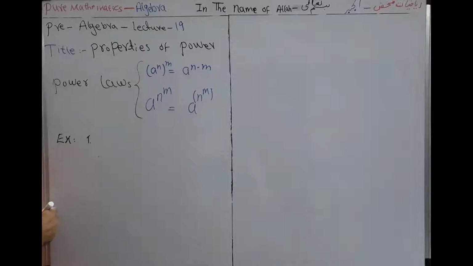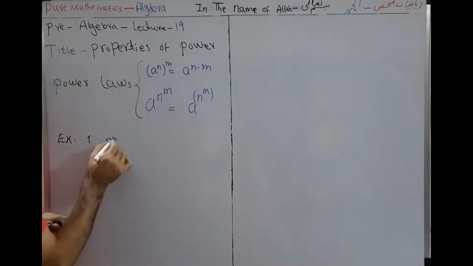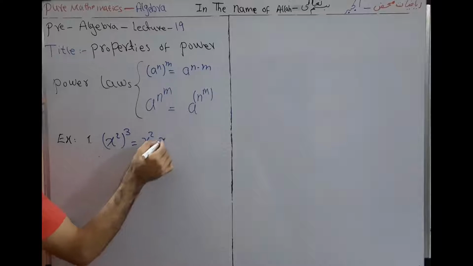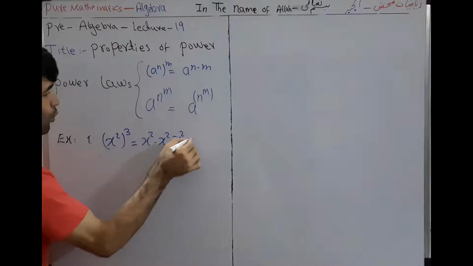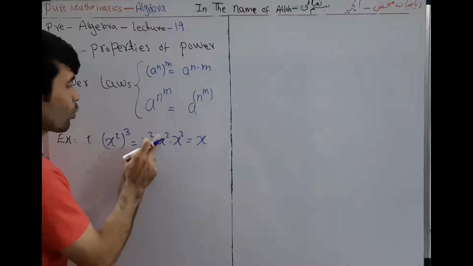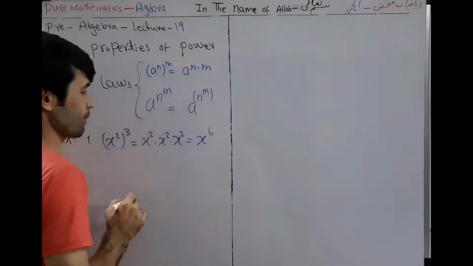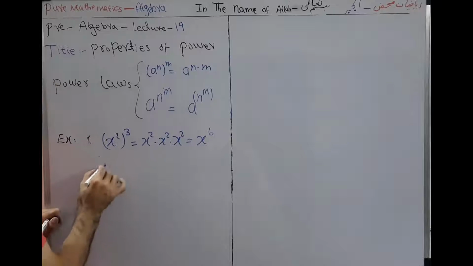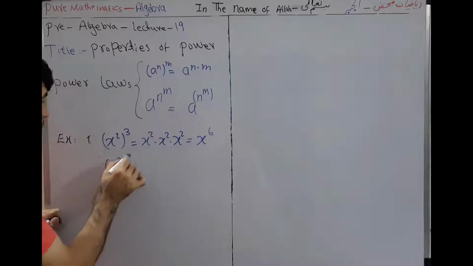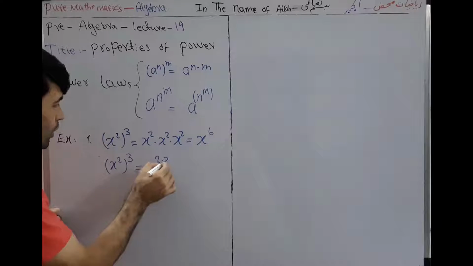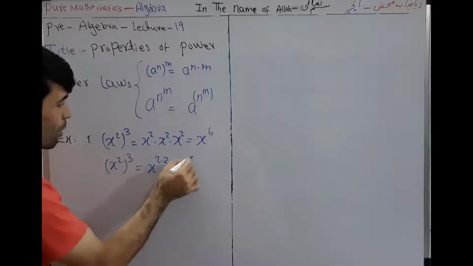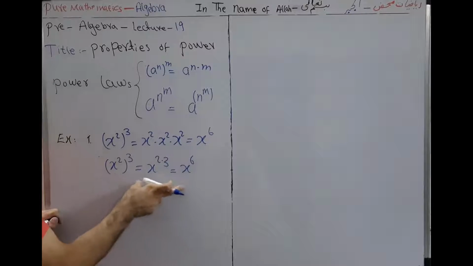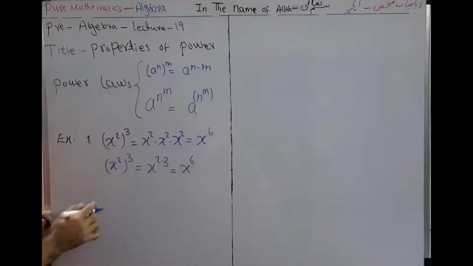Number 1. If we have x to the power 2, whole to the power 3, it means x to the power 2 multiplied by x to the power 2 multiplied by x to the power 2. It is equal to x to the power 2 plus 2 plus 2, which is 6. 2 plus 2 is 4, plus 2 is 6. Then we can write x to the power 2 into 3. It is equal to x to the power 6. It is shorter than this. Therefore, we use these laws.